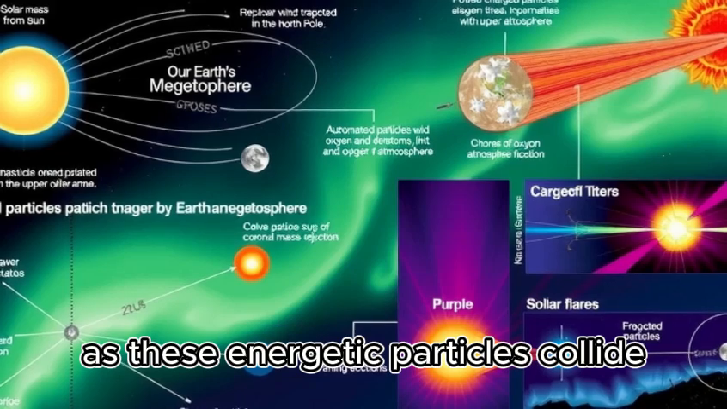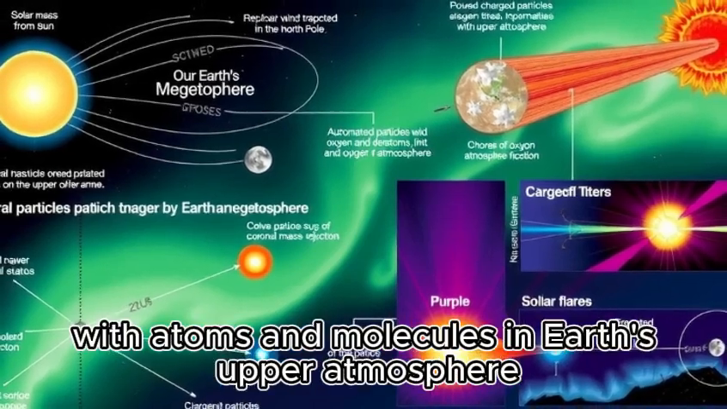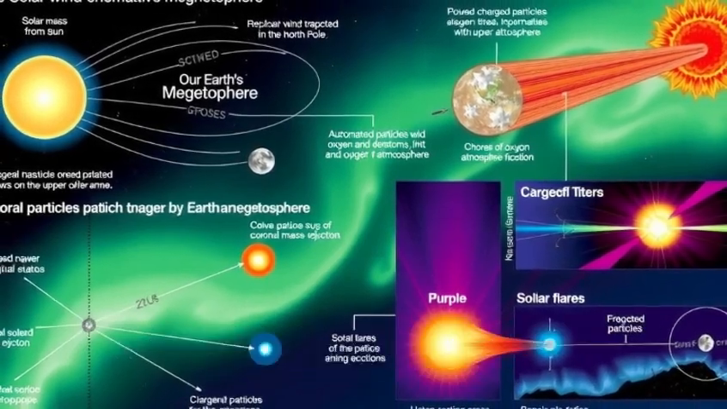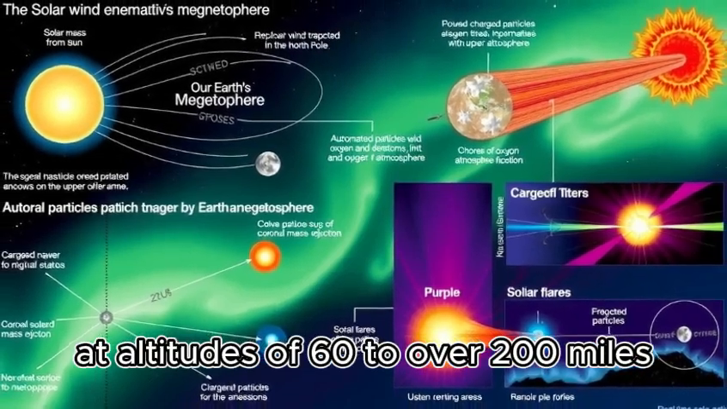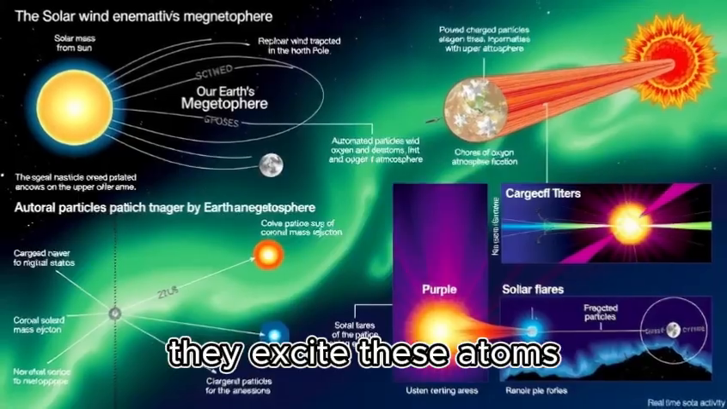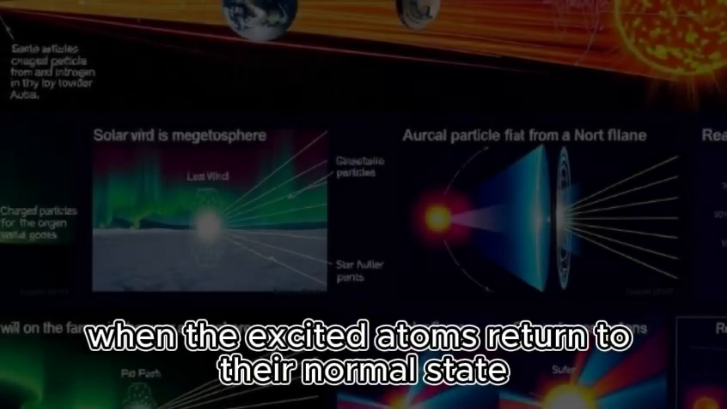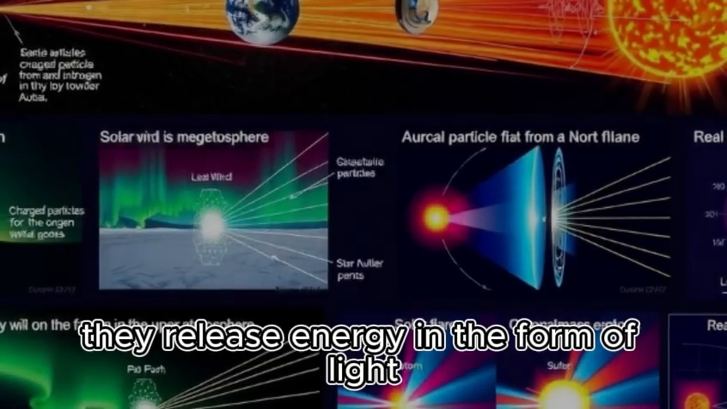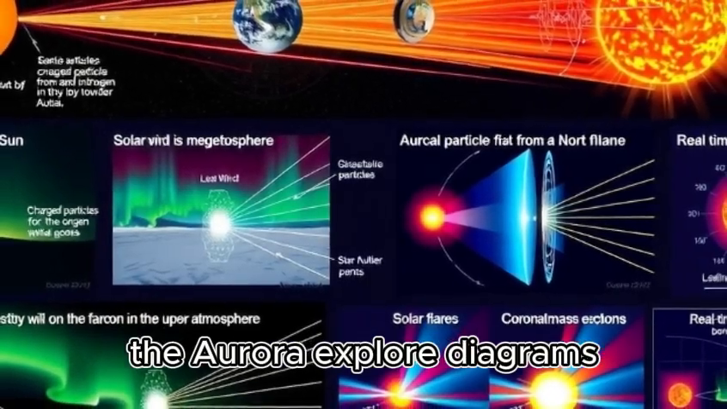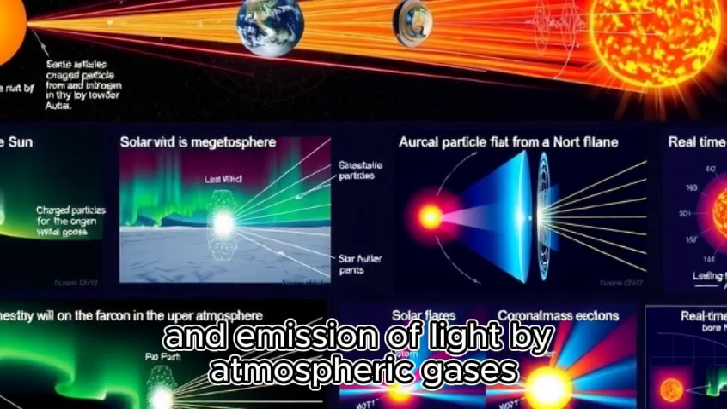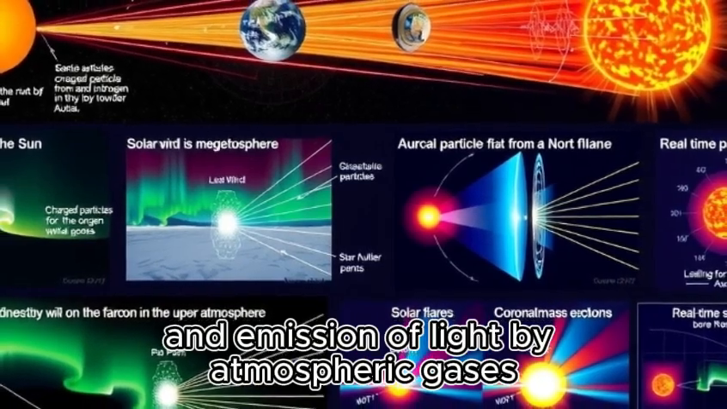As these energetic particles collide with atoms and molecules in Earth's upper atmosphere, primarily oxygen and nitrogen, at altitudes of 60 to over 200 miles, they excite these atoms. When the excited atoms return to their normal state, they release energy in the form of light, the aurora. Explore diagrams showing the excitation and emission of light by atmospheric gases.